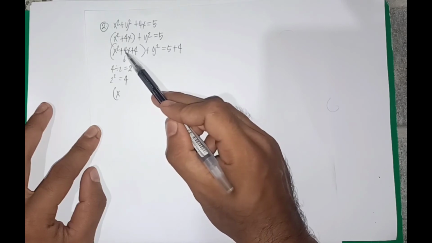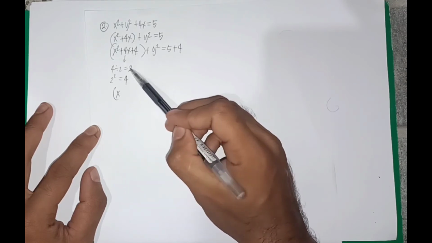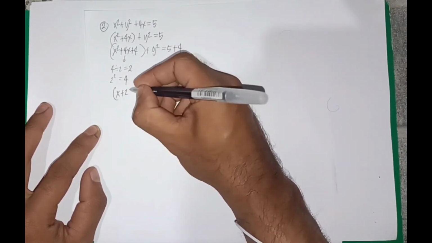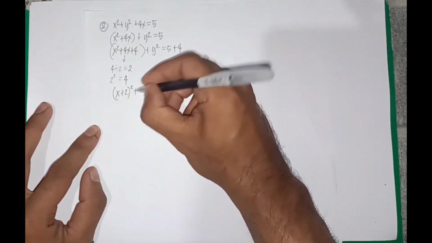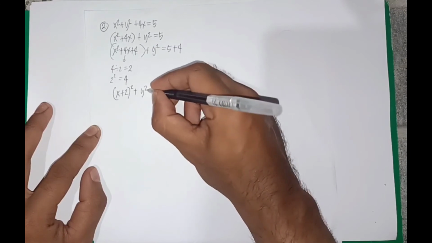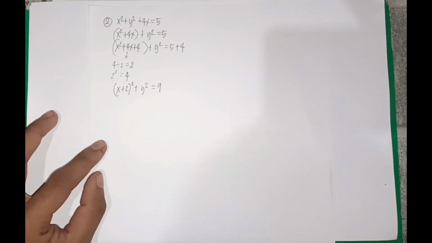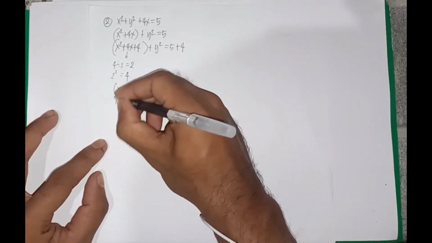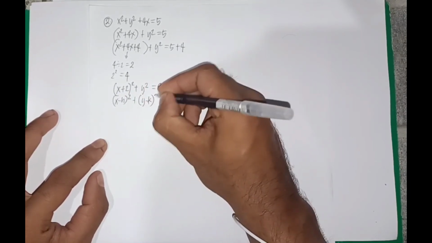Or let's just simply determine half of our middle term's numerical coefficient, which is 4. So 4 divided by 2 is 2. So the next term here is positive 2. So we're going to make this a square of a binomial: (x + 2)² plus y squared equals 9. So this is now in the standard form, (x − h)² + (y − k)² = r².